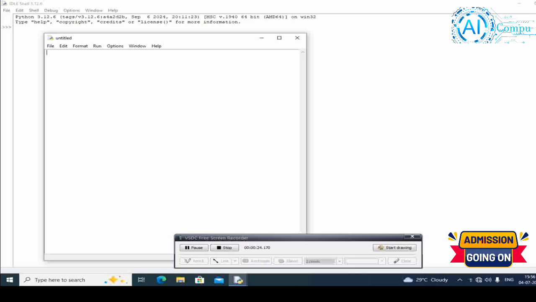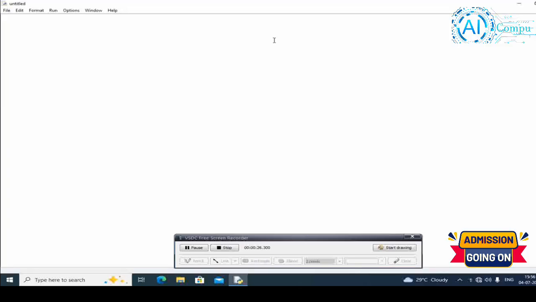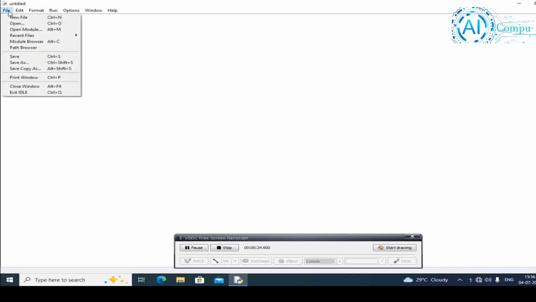First of all, I suggest you save the file in which you will write the code. You can save it afterwards also, but saving the file before writing a code is a good practice, so always save the file before writing a code.